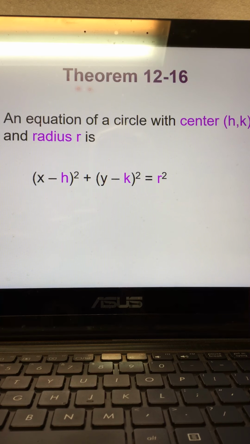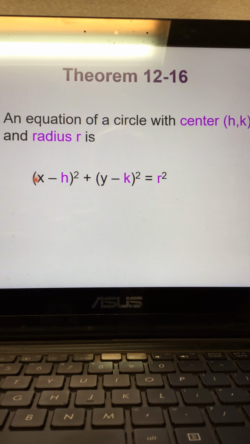We have one theorem for today. It is theorem 12.16, and it's very simple. It says an equation of a circle with center (h, k), we have to know those two numbers, and radius r is... That's all you have to know to write the equation, is the center and the radius, because the definition of a circle said it's equidistant from a given point. The given point is the center, and that distance is the radius.